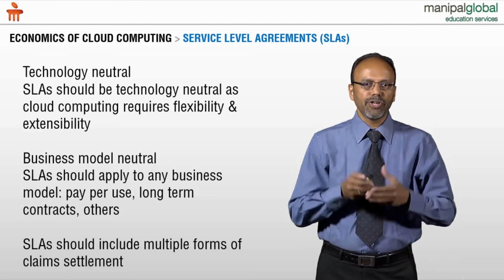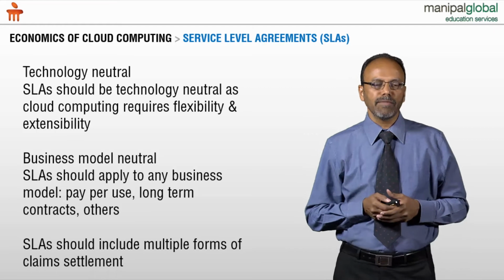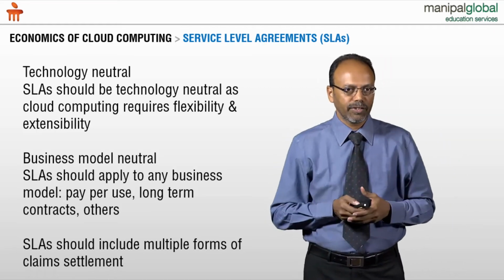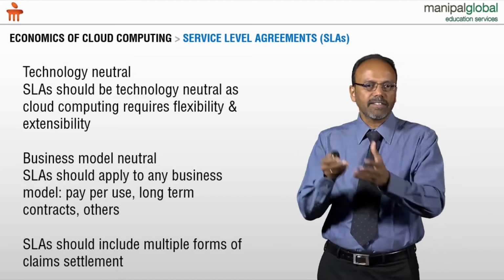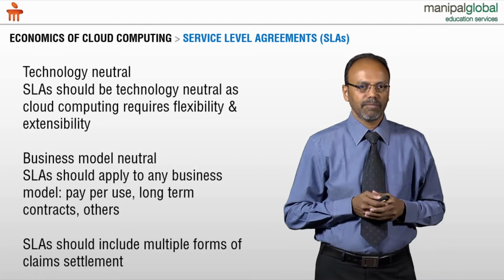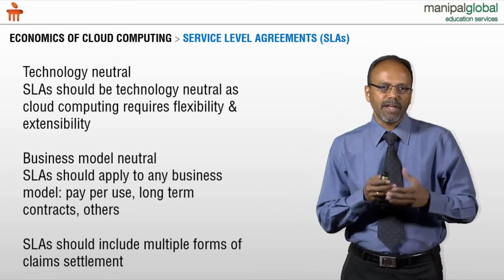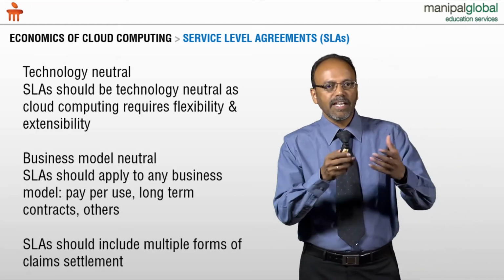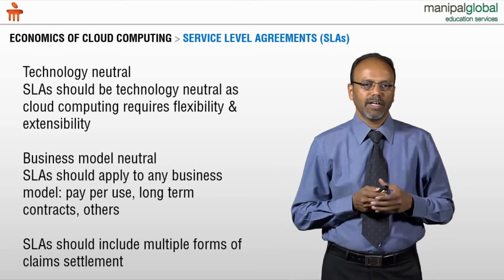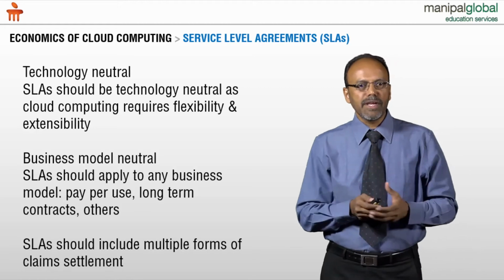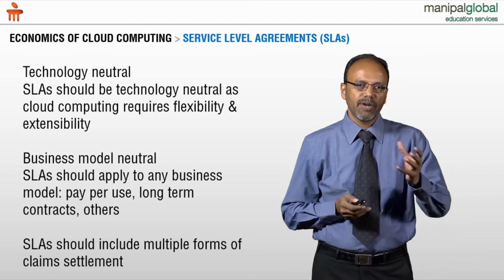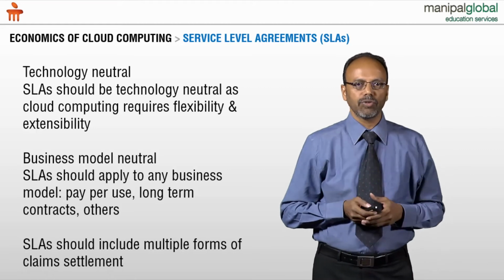And SLA should include multiple forms of claim settlement, so that when a particular service is not met in accordance with the standards that are set, there is a defined claim settlement. For example, if a company has hired a cloud and the SLA was promising them a specific availability or performance criteria, if it doesn't meet, how this will be refunded back to the customer, in what ways. That should all be spelt out in the SLA.